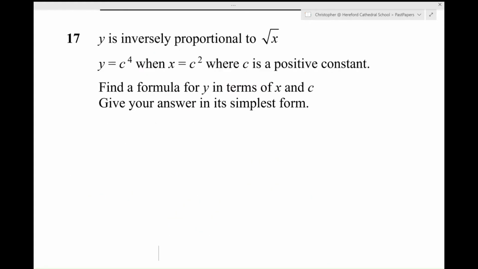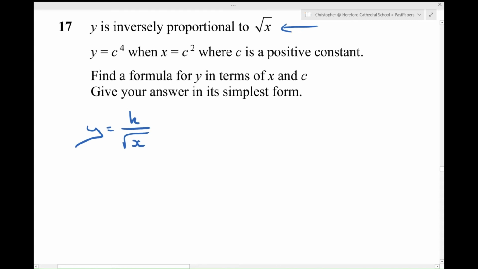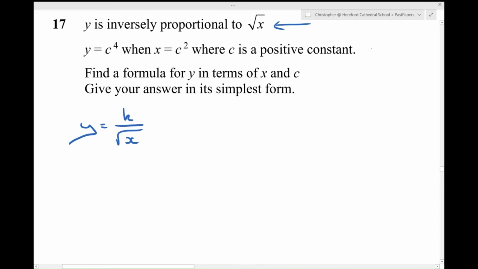Question 17, proportion. Now I'm told that y is inversely proportional to the root of x. So y is k divided by root x, where k is a constant. Now, I think that this second line is going to help me to find k, because it tells me that y is c to the power 4 when x is c squared. So I can simply substitute those values in. So instead of y, I've got c to the 4 equals k over the square root, not of x, but of c squared.